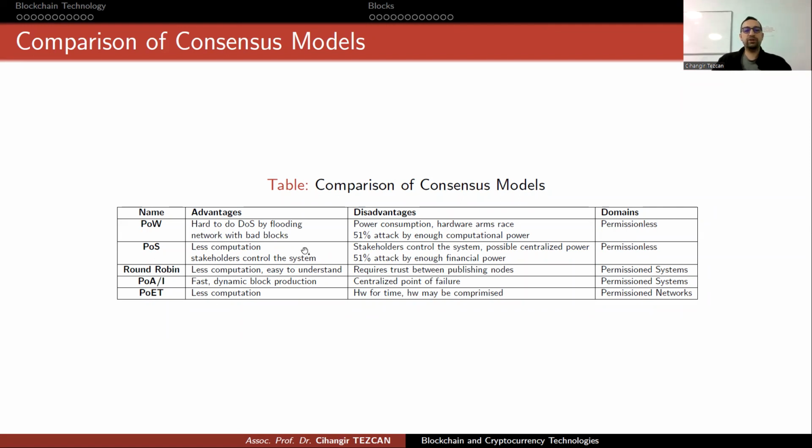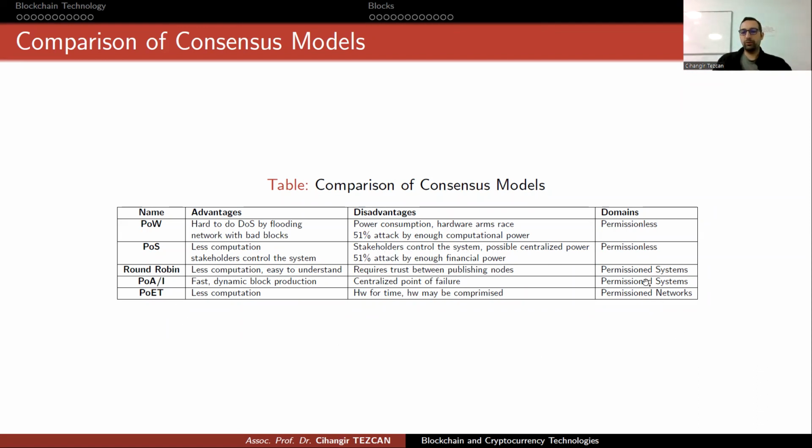Proof of stake: less computation, and stakeholders control the system. This is an advantage, because stakeholders who are invested in the system control the system. But this is also a disadvantage, because stakeholders control the system. If you have enough financial power, you can control the system. In the 51% attack here, the attack depends on your financial power. And there is possible centralized power, because stakeholders can get together. If a few rich people get together, they can perform this kind of 51% attack.